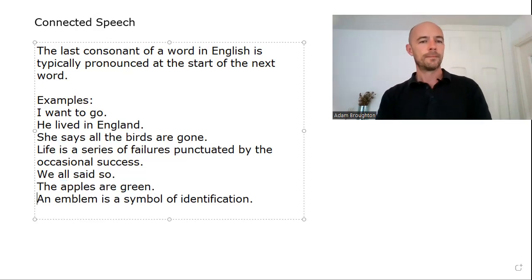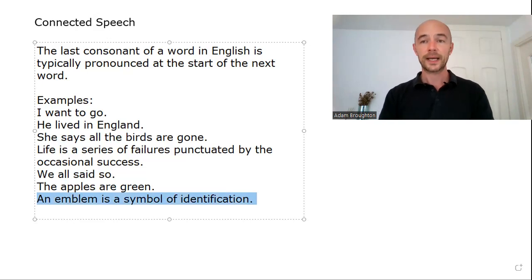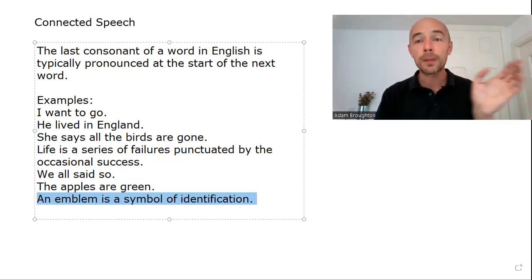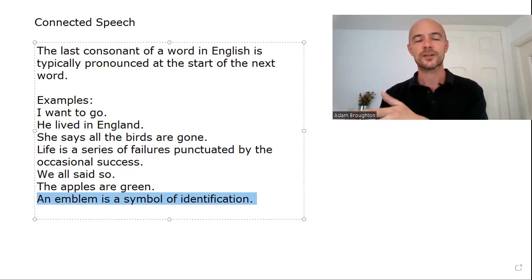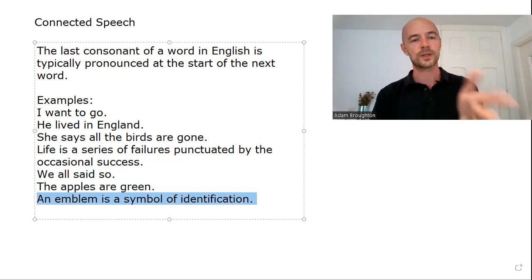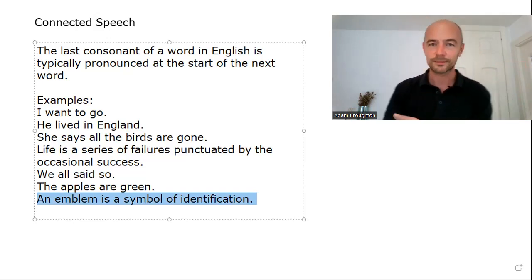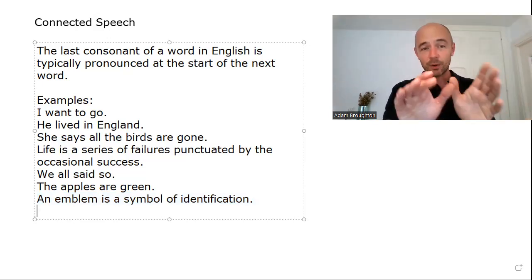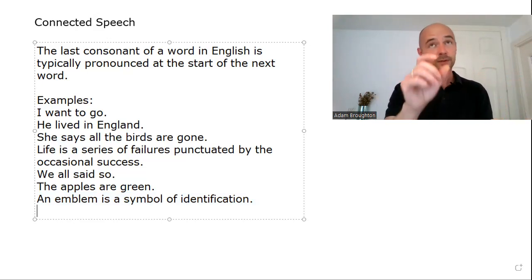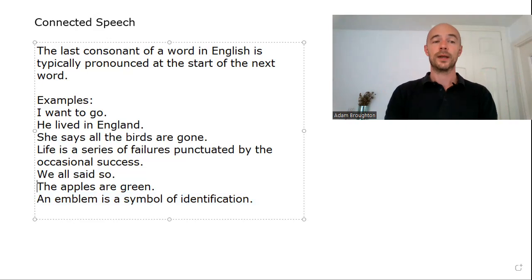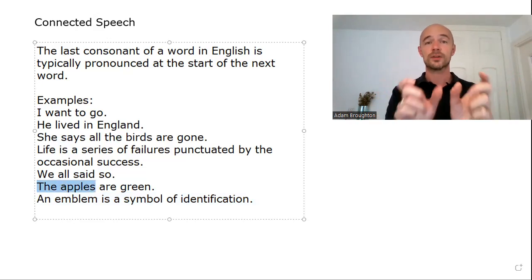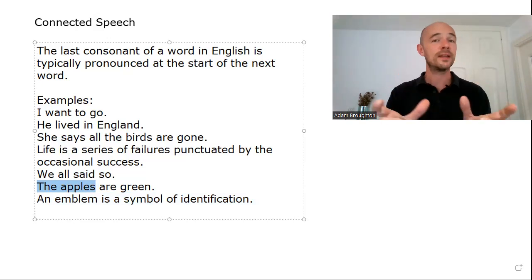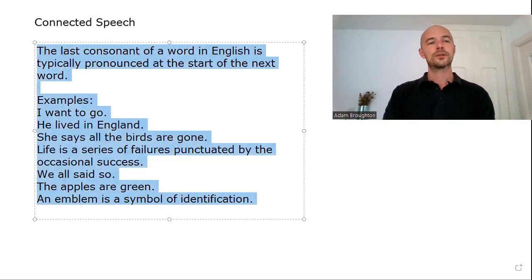Good, I'll get rid of that. An emblem is a symbol of identification. This is a nonsensical sentence, but it doesn't matter. You can see in all these sentences, the last consonant is pronounced at the beginning of the next one. And when there are not two consonants, but two vowels in this case, we'll force a consonant in there to push them together. Good, so that's the first part.